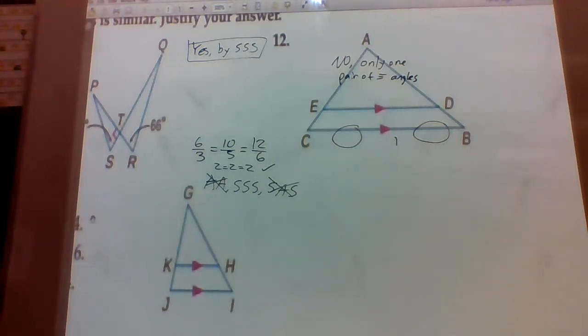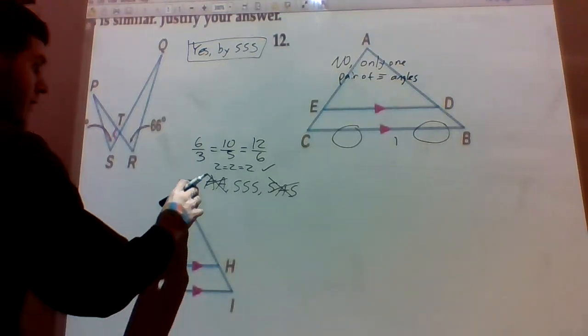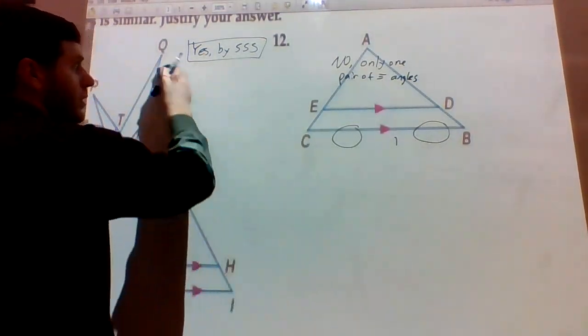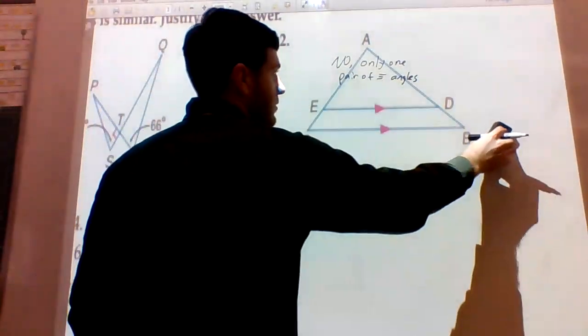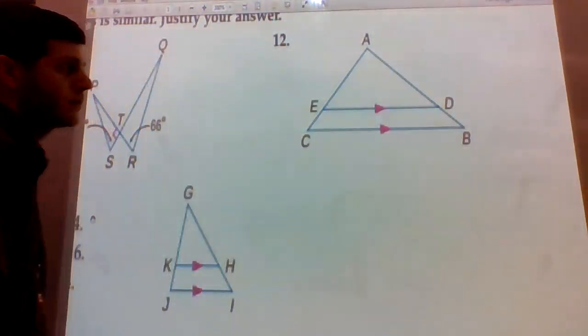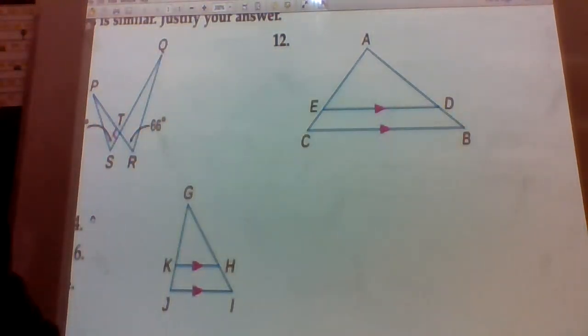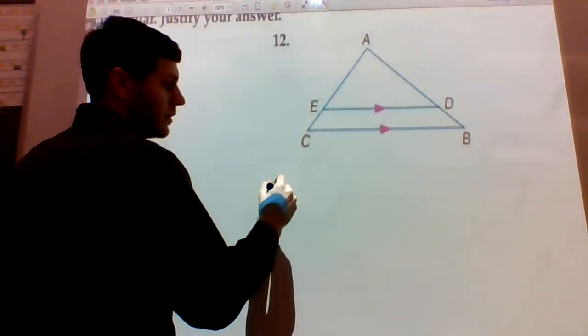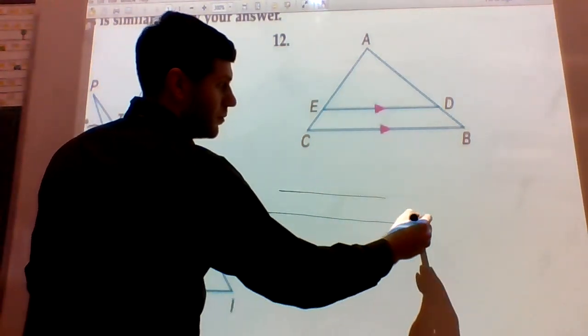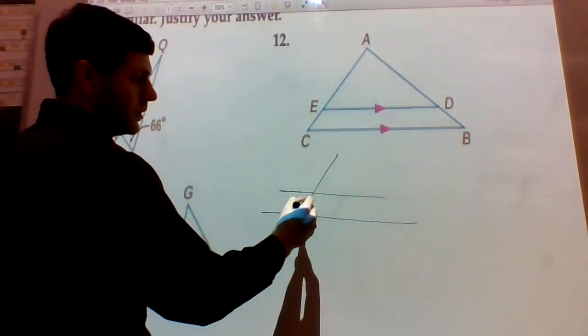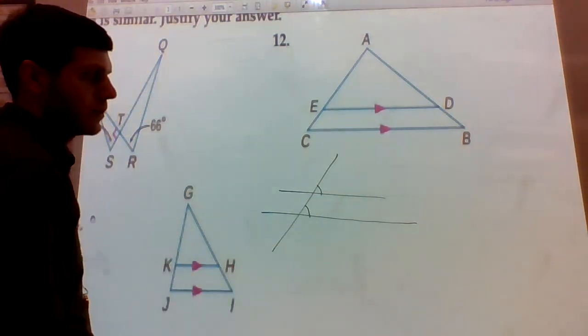Number 12, we have, first thing we should notice is we have parallel lines. If you have parallel lines, you should look for alternate interior angles or corresponding angles. Okay, here we have corresponding angles, right? So here's our 2 parallel lines. We have a transversal. We know corresponding angles are congruent.